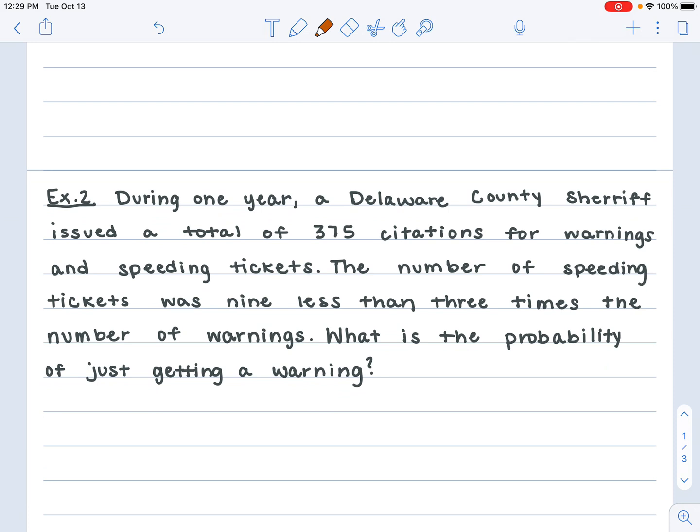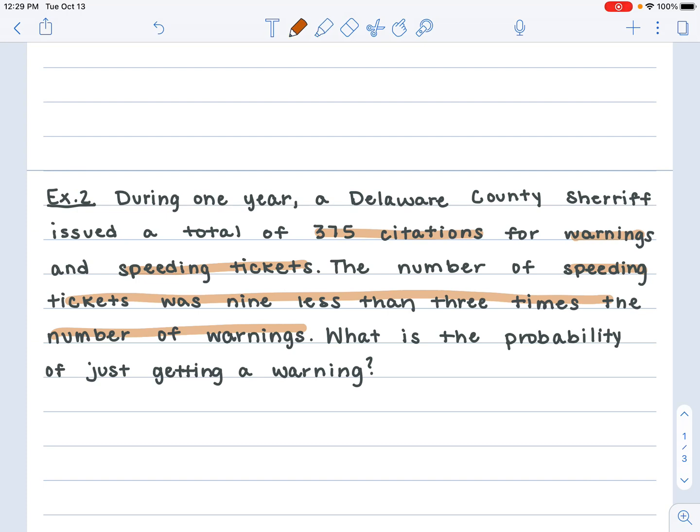All right, we're going to do one more example here. So go ahead and pause the video and write this all down. This one says, during 1 year, a Delaware County sheriff issued a total of 375 citations for warnings and speeding tickets. The number of speeding tickets was 9 less than 3 times the number of warnings. What is the probability of getting just a warning?